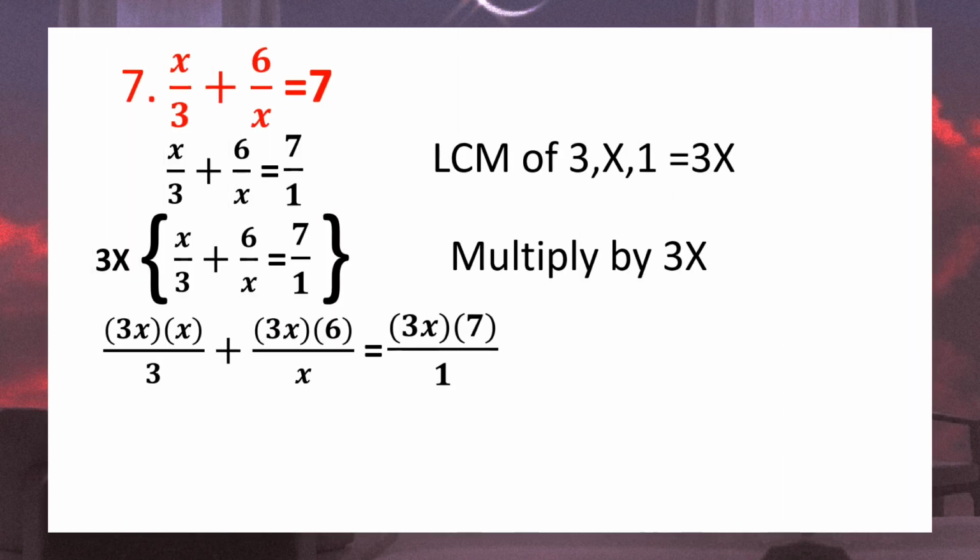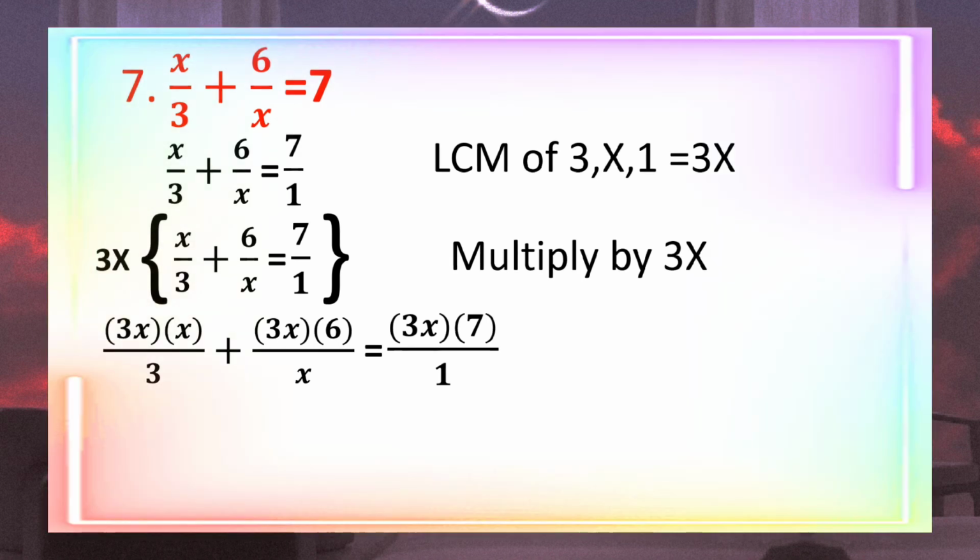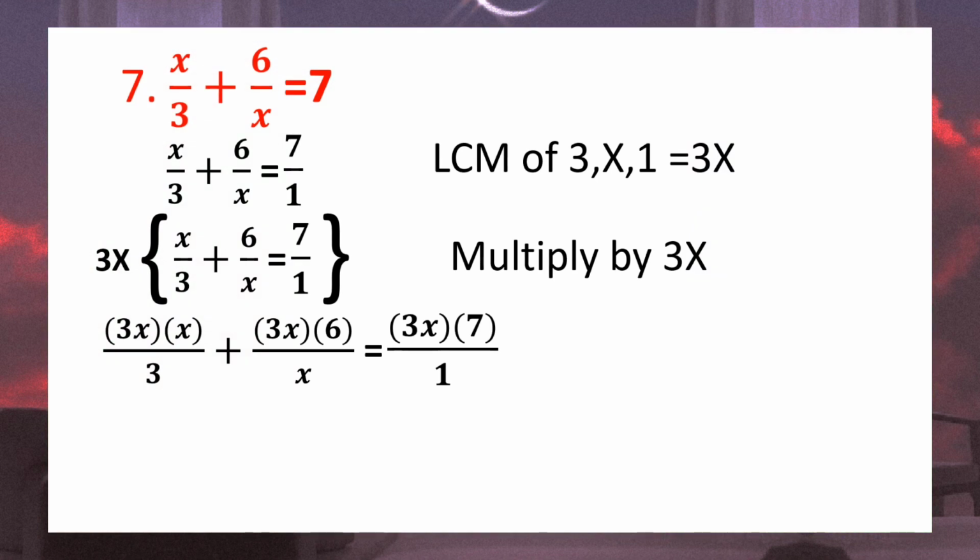So now, in multiplying this, we will have 3x times x over 3, and then 3x times 6 over x equals 3x times 7 over 1. So, i-distribute natin si 3x sa lahat ng terms mula sa kaliwa hanggang dun sa pinaka-kanan. And then now, we will apply the concept of simplifying fraction. So we have now here 3x times x is 3x squared divided by 3. So we can divide 3 by 3 and that is equivalent to 1. So the remaining into the leftmost term is x squared.